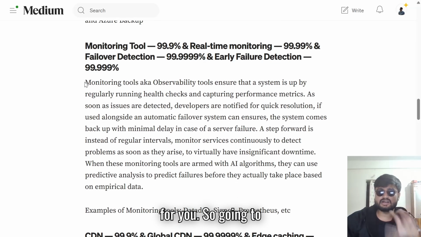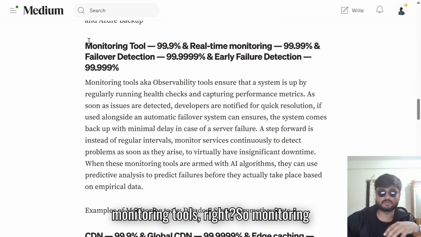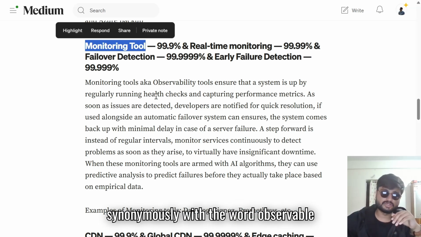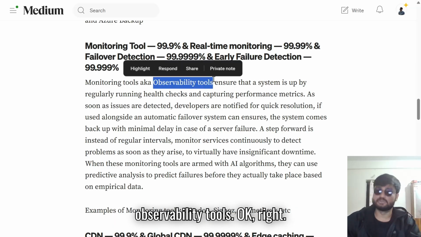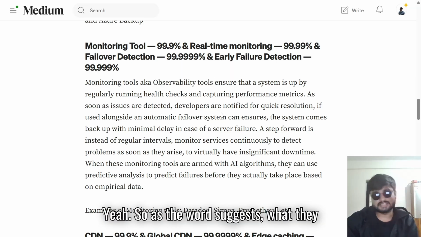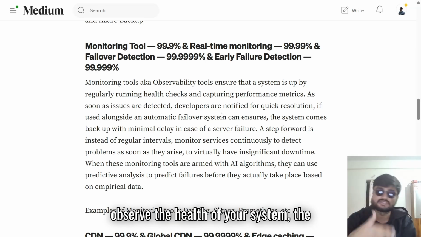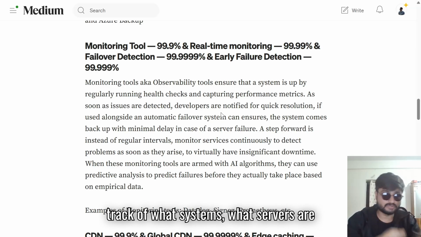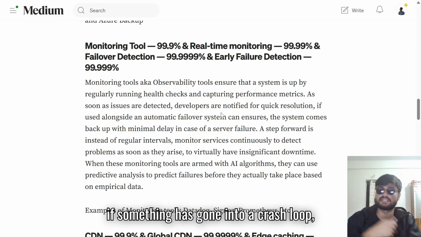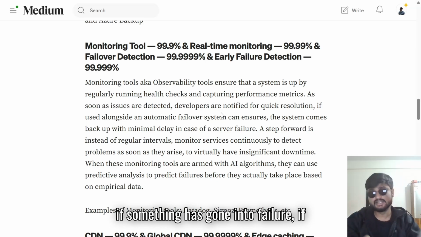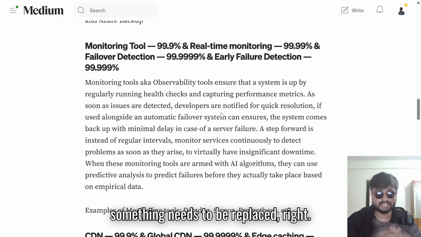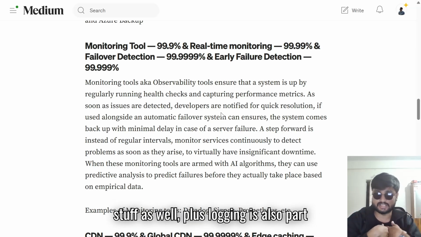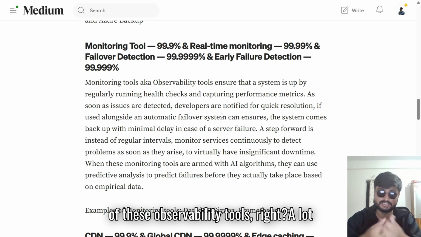So going to monitoring tools. The word can also be used synonymously with observability tools. As the word suggests, what they do is observe your system. They observe the health of your system, the performance of your system. They keep track of what systems, what servers are coming up, what servers are going down, if something has gone into a crash loop, if something has gone into failure, if something needs to be replaced. So the whole monitoring of the system with generation of analytics and other stuff as well. Plus logging is also part of these observability tools.